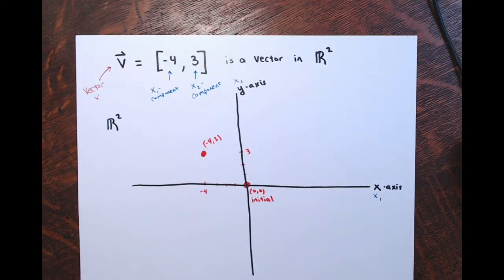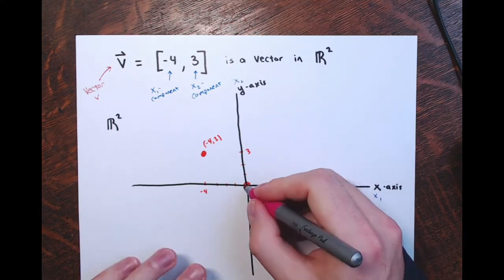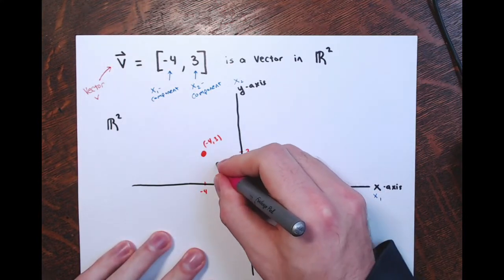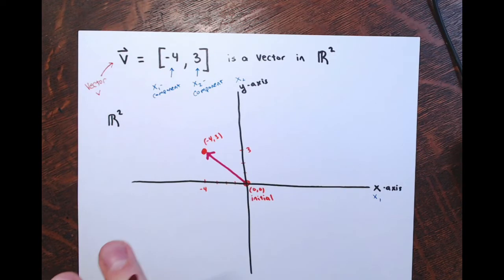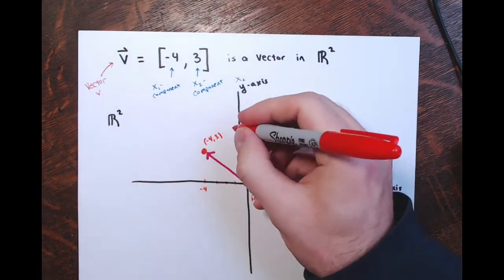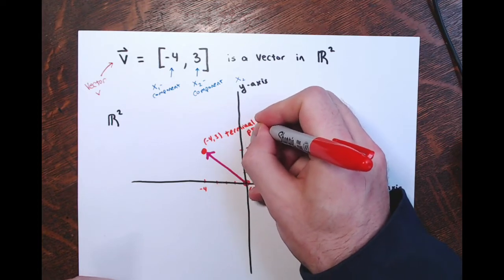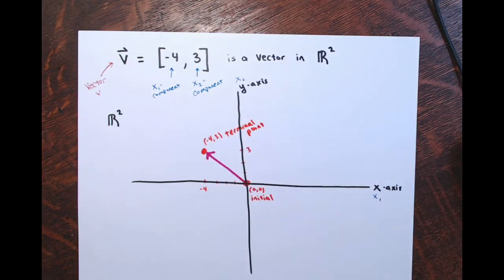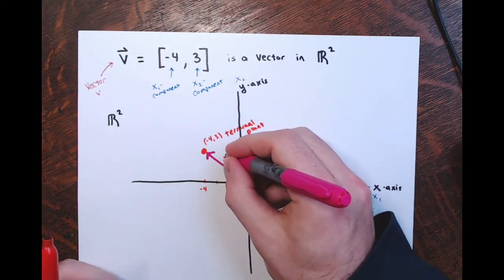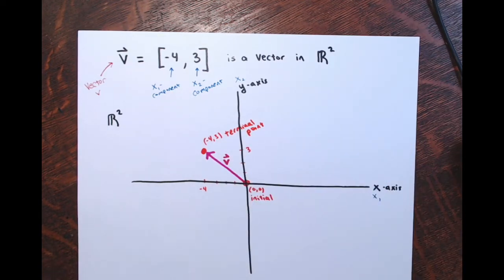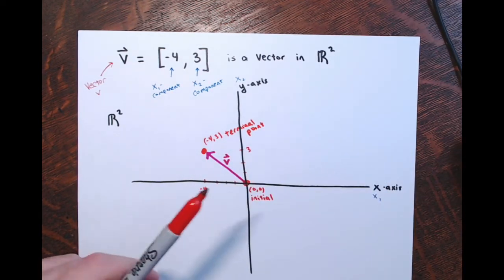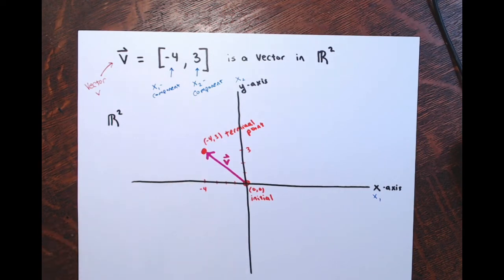And then I'll draw a little arrow, initial point to the terminal point. And I guess I should have written that. That's the terminal point. And here is vector v that I've just drawn, this arrow describing the motion, showing the motion from point 0, 0 to the point -4, 3.